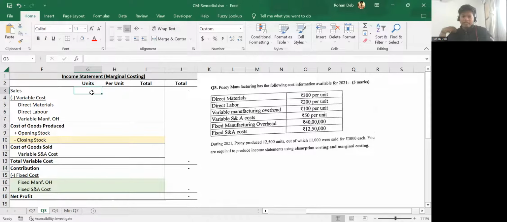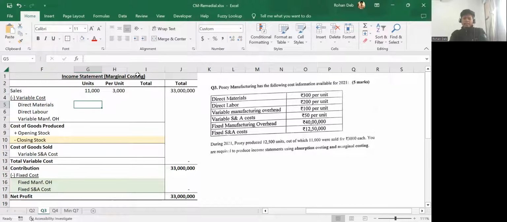So let's get started over here. What I'll do first is sales. The number of units that were sold was 11,000, right? Per unit sales price was 3,000 each. So this gives me a total of 33 million, or 3 crore 30 lakhs.